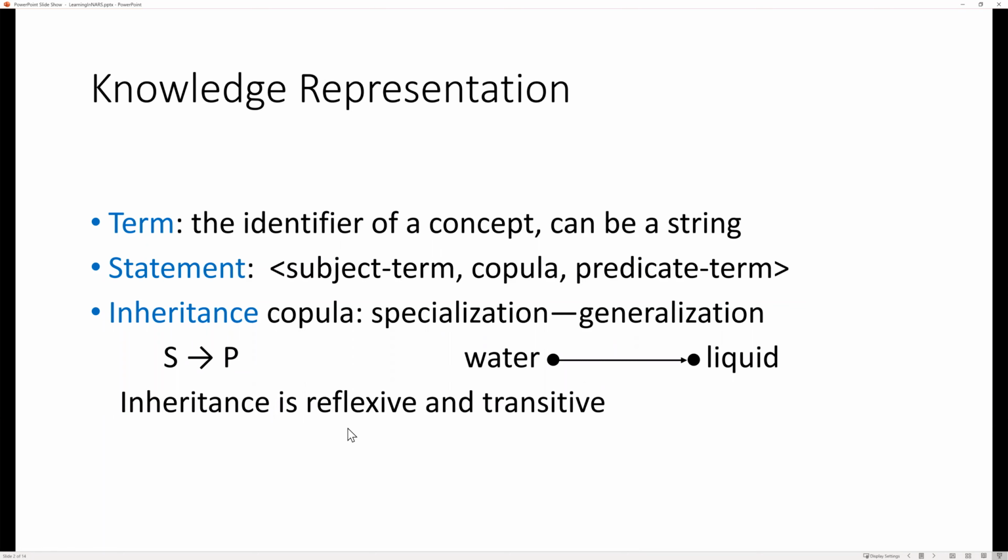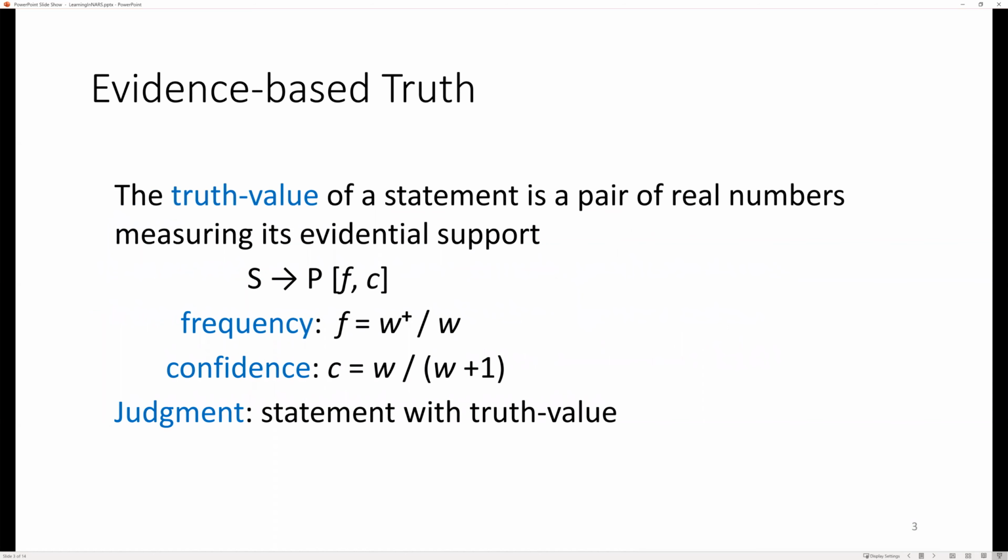Then inheritance, by definition, is reflexive and transitive. That's kind of obvious. It idealizes the situation, at least. Then this begins to be different compared to the other systems.